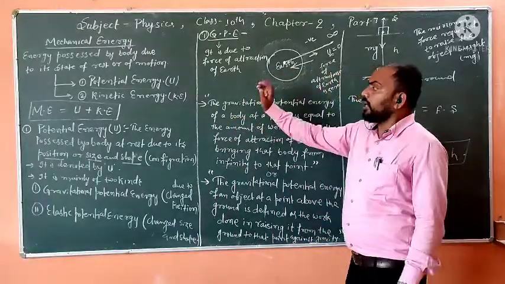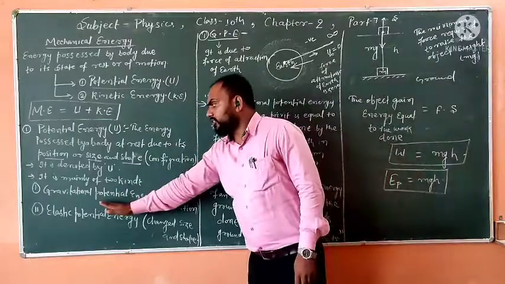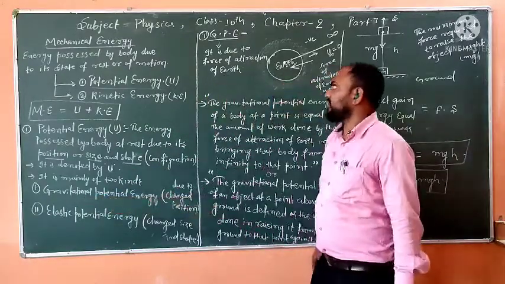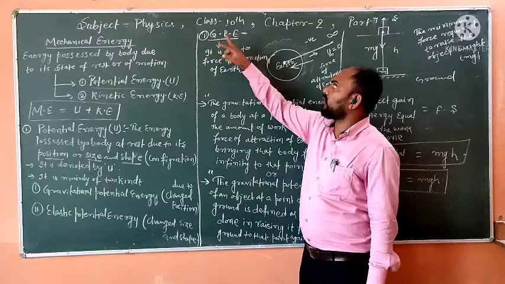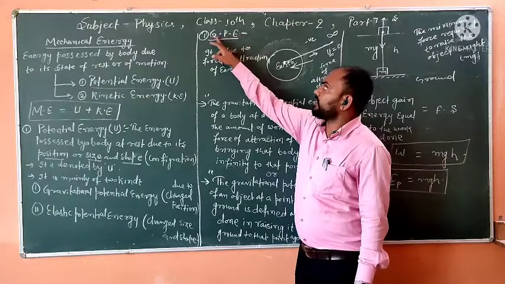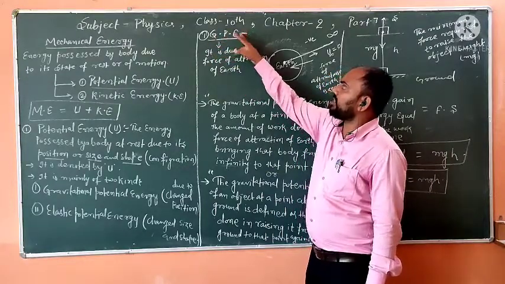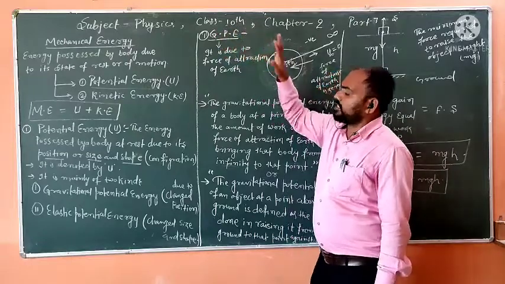Now I am moving to the next topic, that is gravitational potential energy. I have written it in short, GPE: G for gravitational, P for potential, and E for energy. Gravitational potential energy.